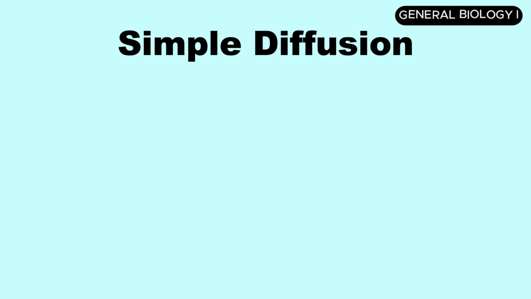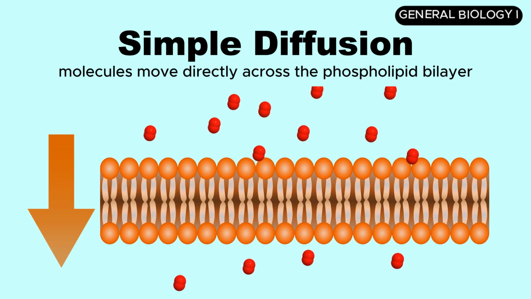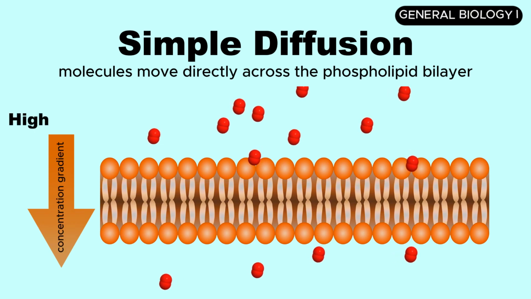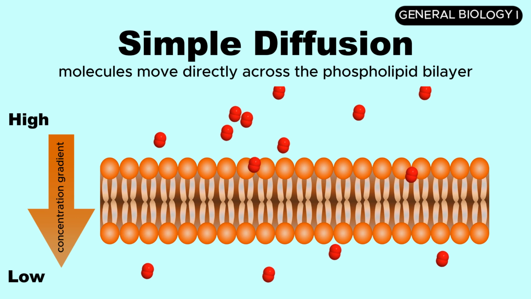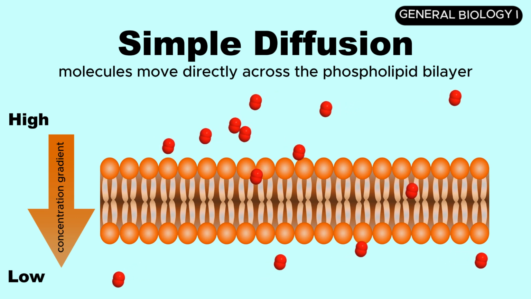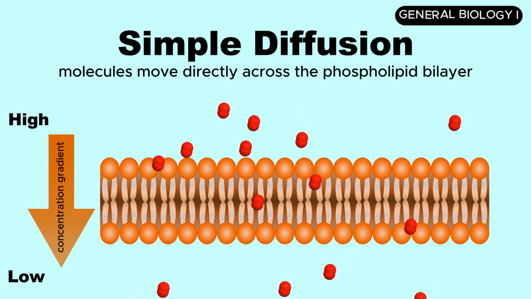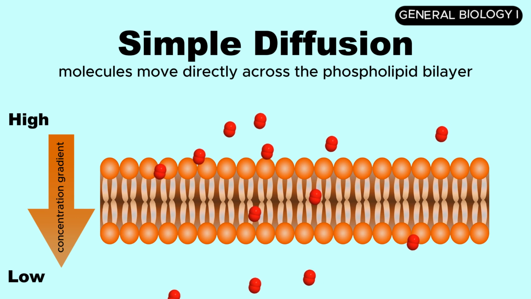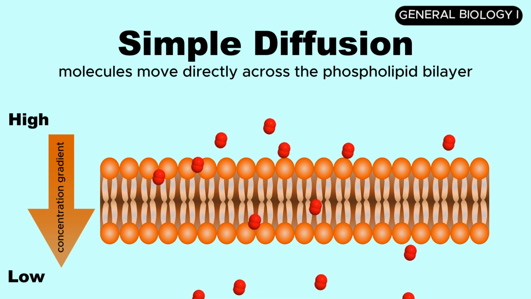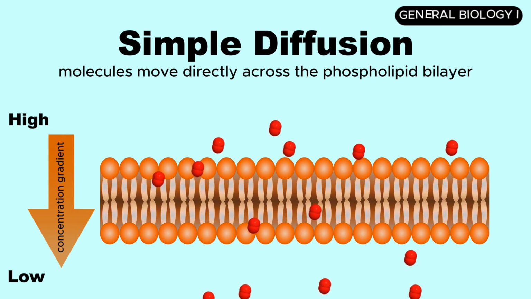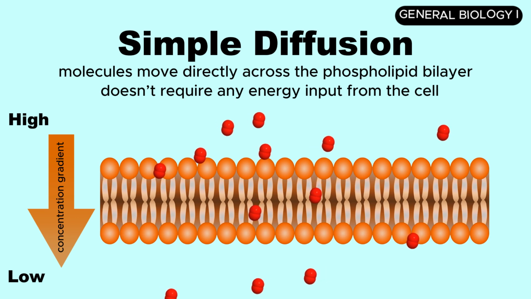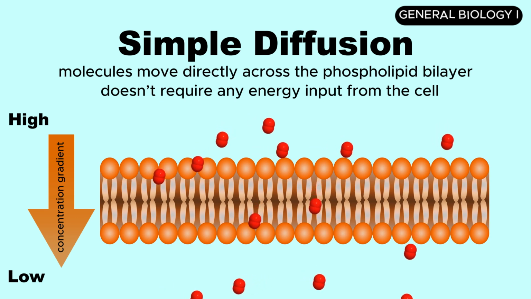First, let's explore simple diffusion. In this process, molecules move directly across the phospholipid bilayer of the plasma membrane, from an area of high concentration to an area of low concentration. This movement happens due to the natural kinetic energy of the molecules and continues until equilibrium is reached, where the concentration of the molecules is equal on both sides of the membrane. Since it's a passive process, simple diffusion doesn't require any energy input from the cell.